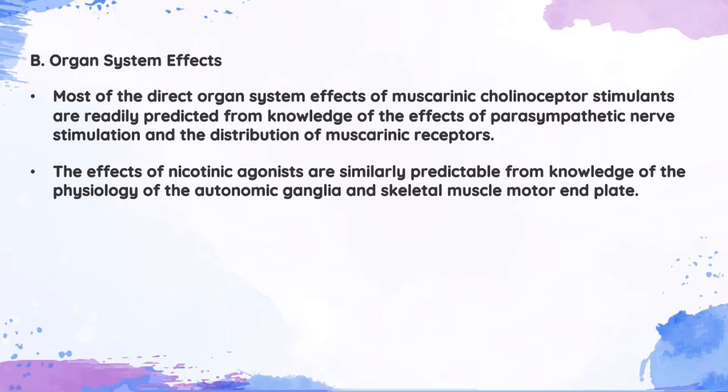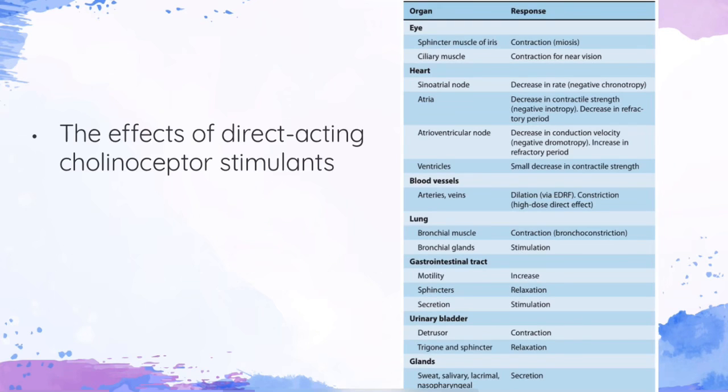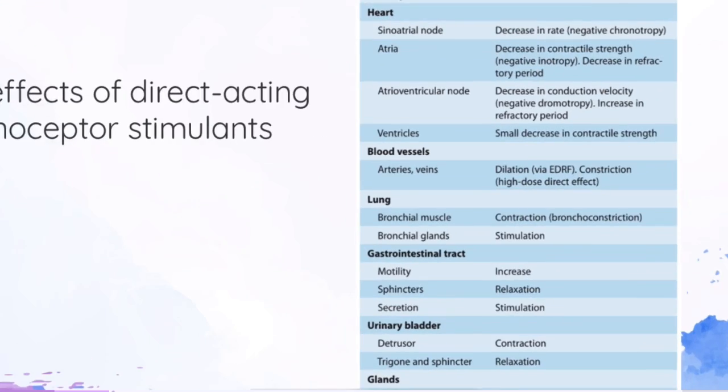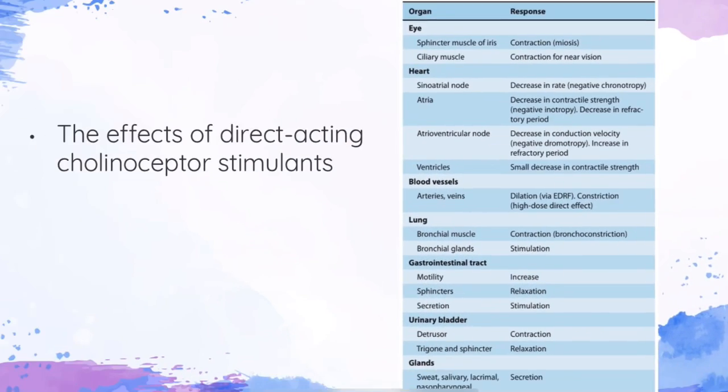So, the organ system effects. Most of the organ system effects of muscarinic cholinoreceptor stimulants are readily predicted from knowledge of the effects of parasympathetic nerve stimulation and the distribution of muscarinic receptors. The effects of nicotinic agonists are similarly predictable from knowledge of the physiology of the autonomic ganglia and the skeletal muscle motor end plate. The effects of direct-acting cholinoreceptor stimulants are stated in this table right here.